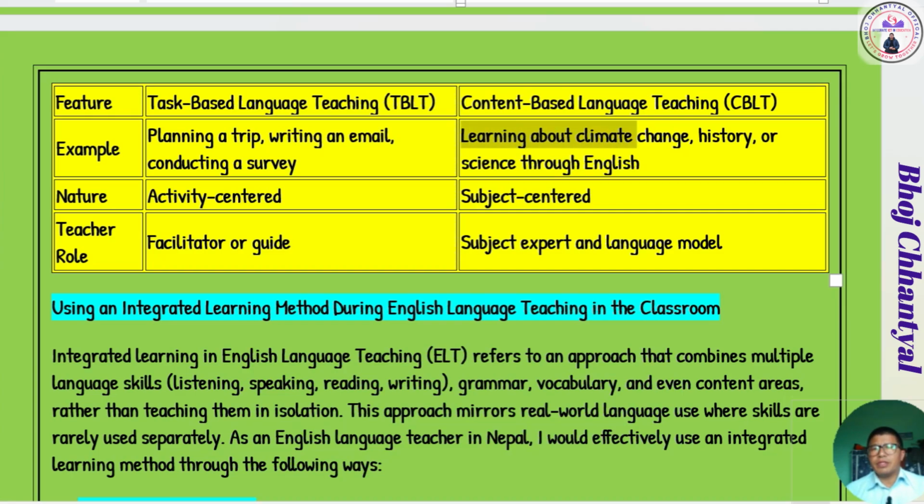Learning about climate change, history or science through English. On the basis of nature, TBLT is activity-centered and CBLT is subject-centered. The role of the teacher in TBLT is facilitator or guide. Similarly, the role of the teacher in CBLT is subject expert and language model.